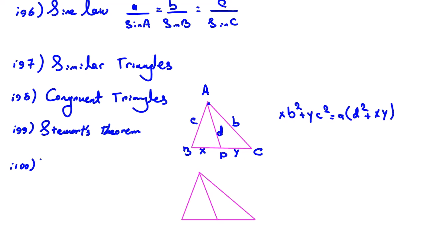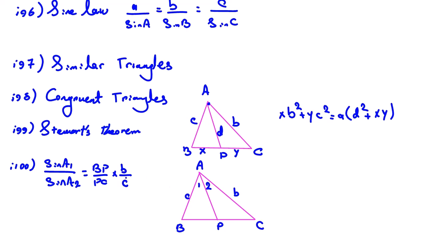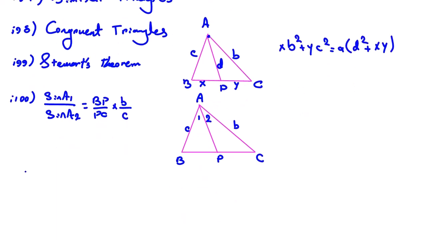Okay. Another thing, we can call it ratio lemma, or you can call it, for example, double sine law. Okay, because again, like double Pythagorean theorem, we should use two sine laws. Here, for example, it is ABC. Again, we have P, we have 1, 2. Sine A1 over sine A2 equals BP over PC times B over C. Okay, or instead of B over C, you can write sine B over sine C.